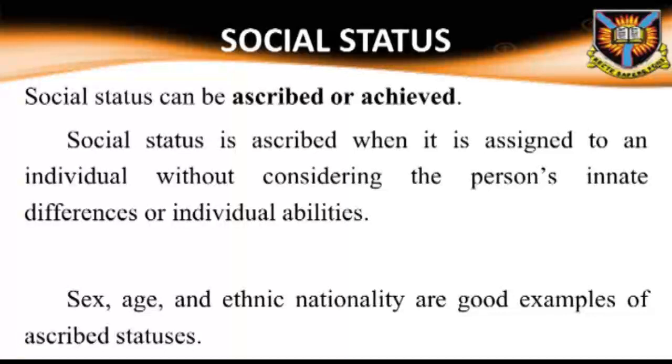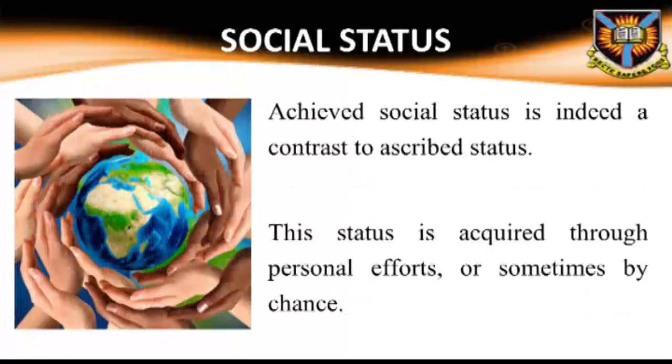Social status is ascribed when it is assigned to an individual without considering the person's innate differences or individual abilities. Sex, age, and ethnic nationality are good examples of ascribed statuses. Achieved social status is indeed a contrast to ascribed status. This status is acquired through personal efforts or sometimes by chance.